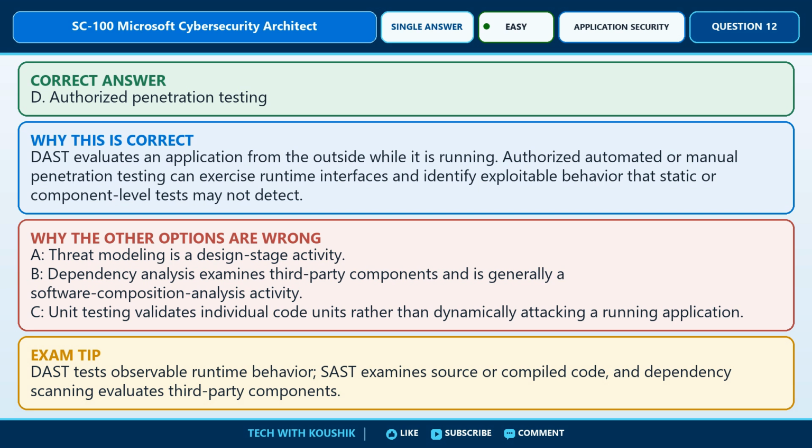A. Threat modeling is a design stage activity. B. Dependency analysis examines third-party components and is generally a software composition analysis activity. C. Unit testing validates individual code units rather than dynamically attacking a running application. Exam tip. DAST tests observable runtime behavior. SAST examines source or compiled code, and dependency scanning evaluates third-party components.